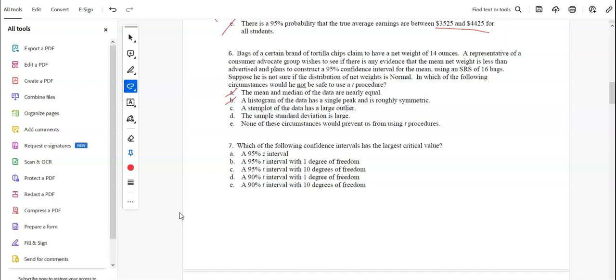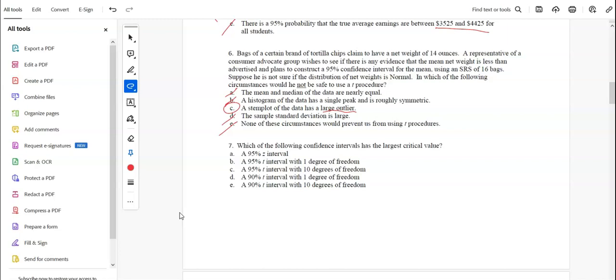A stem plot that has a large outlier. A large outlier is very scary to me. I think that's going to be the answer. Sample standard deviation is large. Might be a teensy bit dangerous, but I don't know about that one. And then none of these circumstances, so I think it's got to be C. We don't want to see large outliers for that.